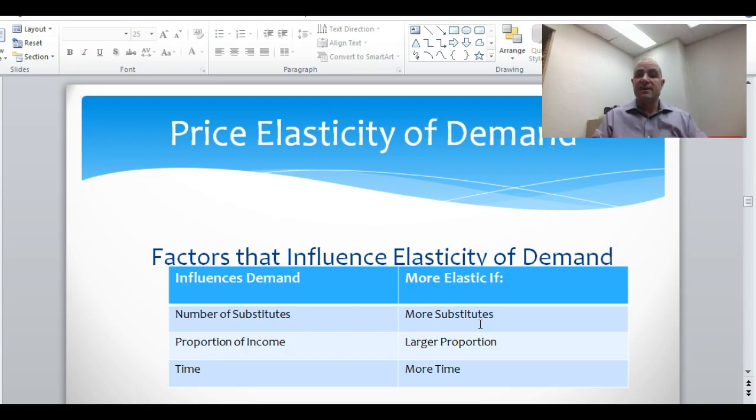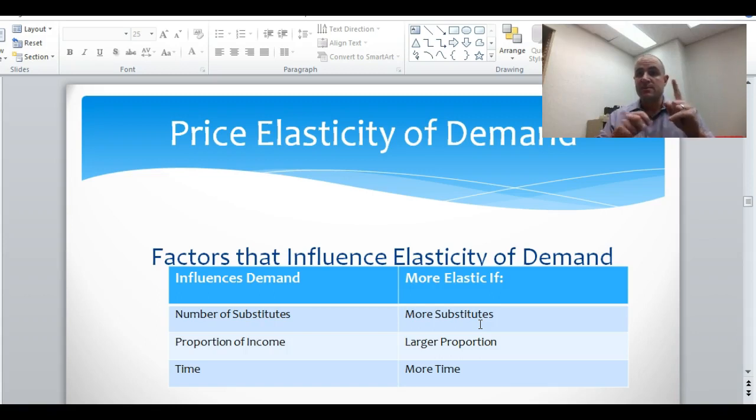The next one is proportion of income that you're spending on the product. The idea is if you're spending a larger portion of your budget on the good, it's going to be more elastic. For example, in some countries, paying for food takes up a large portion of their budget. Not as much in the United States. But in a lot of countries, especially third world countries, they spend 50, 60, 70, 80% of all the money they make on food. So in that case, where they're spending a larger proportion of their budget on food, a change in the price of food could cause demand to drastically change.